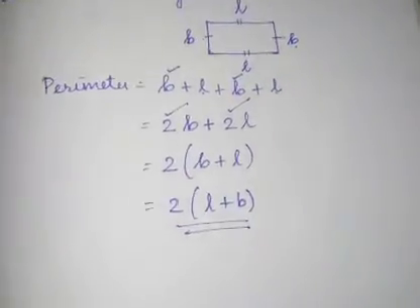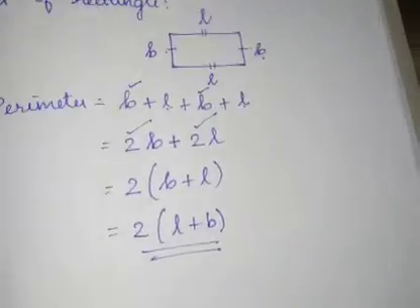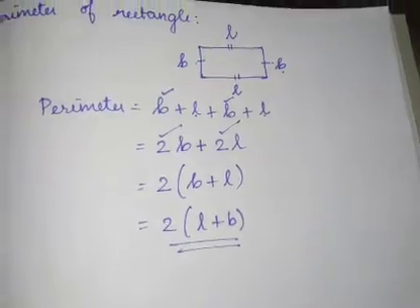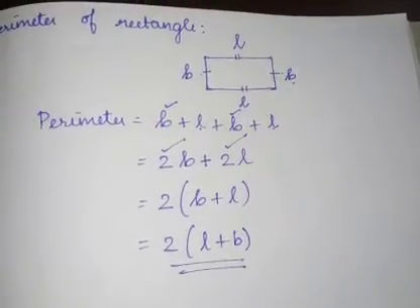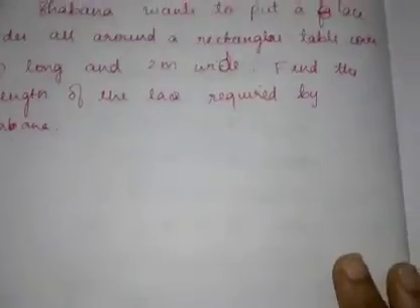So what is the formula? 2 into L plus B is the formula for the perimeter of the rectangle. Okay, understood? Next is your example number 1.